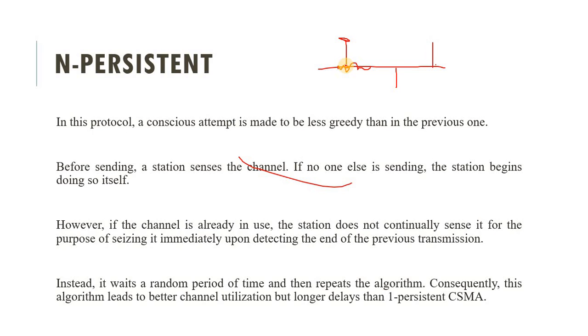But in this case, it is also possible that, suppose when there is only 2 seconds of data left, at that time this node checks whether the channel is free or not. At that time the channel is busy, so suppose it waits for 10 minutes. This random time duration is 10 minutes, but after 2 seconds the channel becomes idle, so wastage of channel bandwidth is possible in this type of method. However, if the channel is already in use, the station does not continuously sense it for the purpose of seizing it immediately upon detecting the end of the previous transmission.